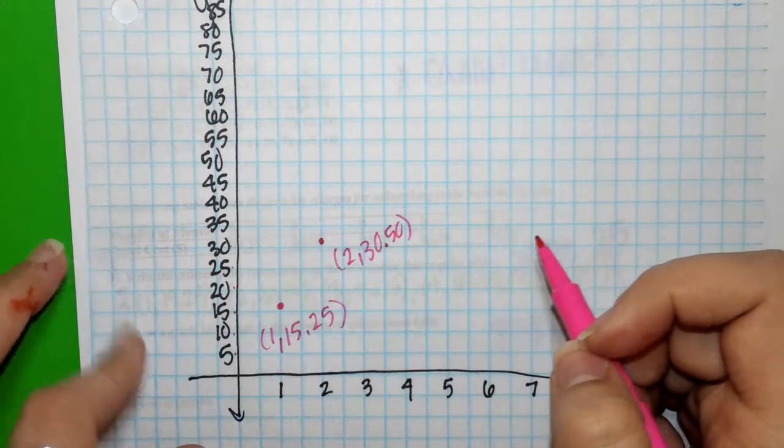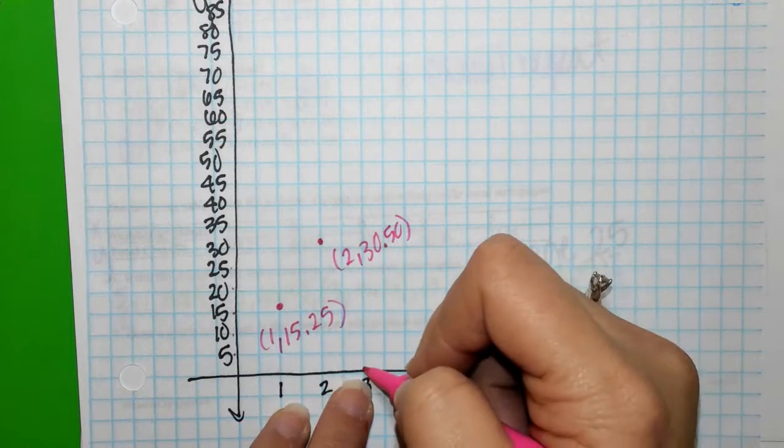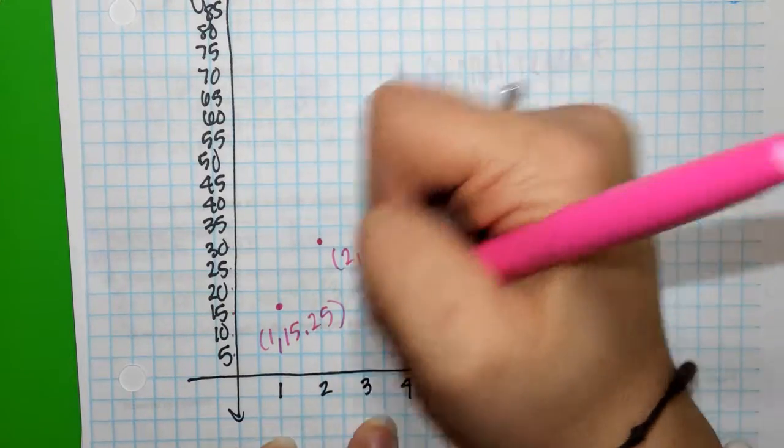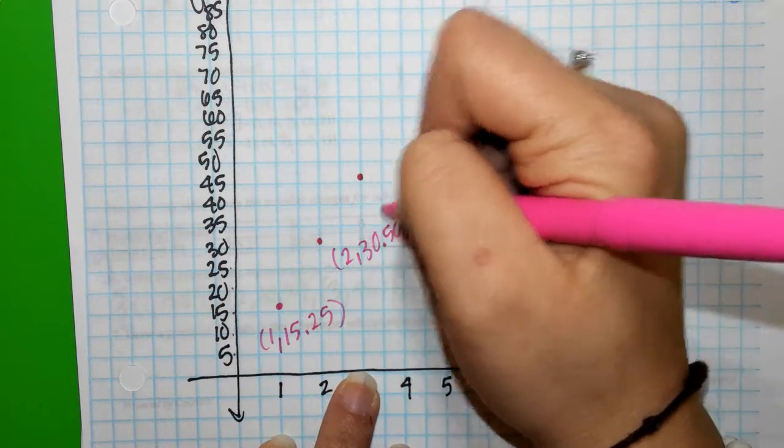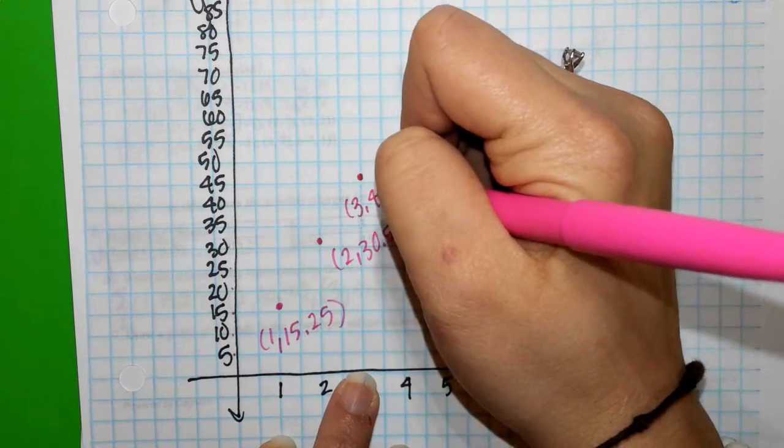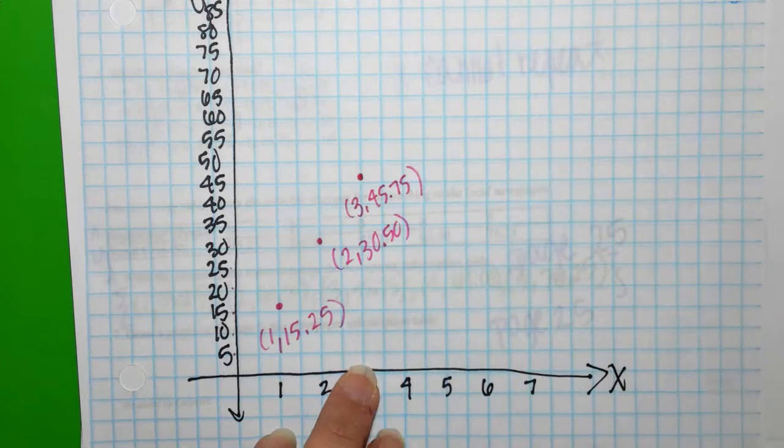What was it for 3? 45.75? Alright, now is that exactly 45? So go above it. Just a little bit.